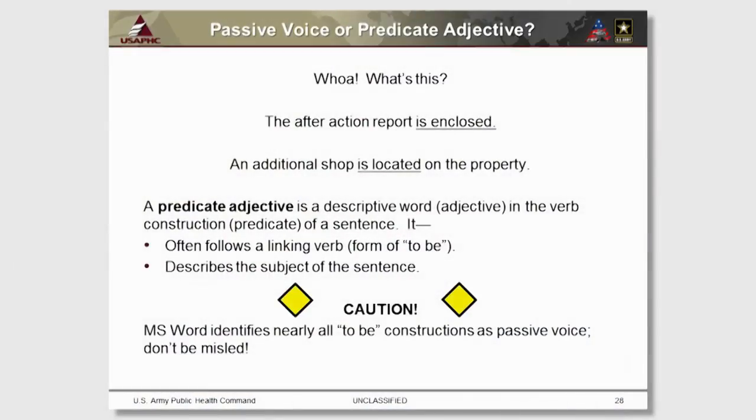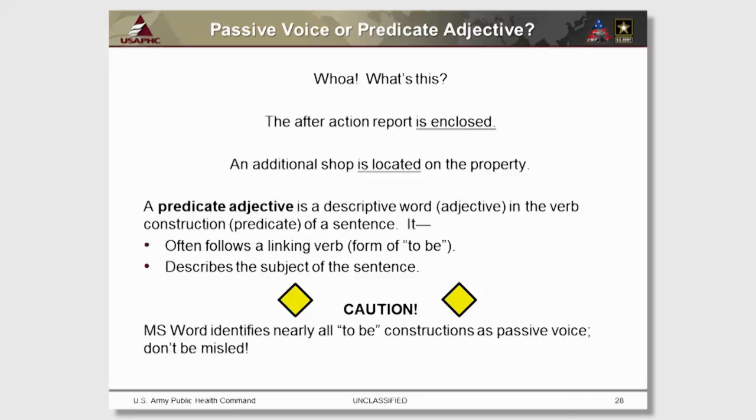Now, having said all that, we have one more little bit of grammar to share with you today. So we've got all our passive and active identified, and we think we've got them all fixed, and Word is putting squiggly green lines under something that does not appear to be passive. And that is something we call a predicate adjective. And there's no quiz after this, so you don't have to remember this terminology. I just want you to be able to recognize this construction, because Word will identify it as passive voice.